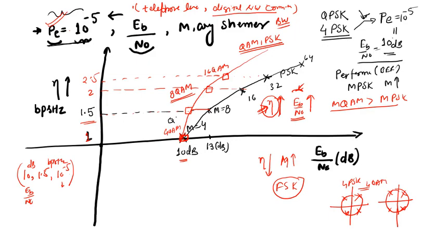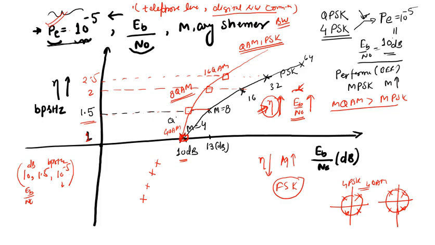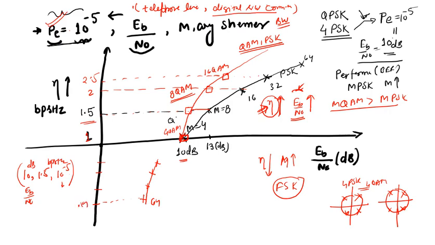So by considering these two logics, we have seen that as M increases, spectral efficiency decreases. So you can just write the values: 64 value is 0.19, 0.31, 64 and 32, 16 and 8. So this is the FSK.